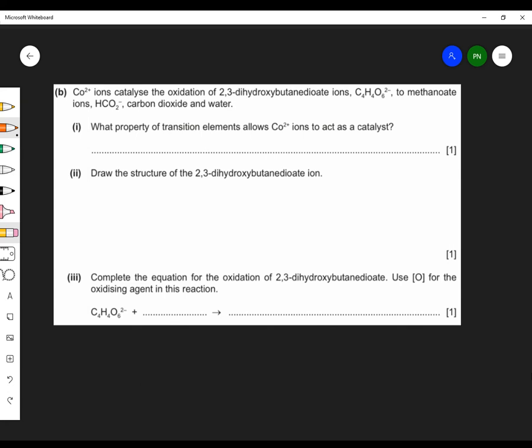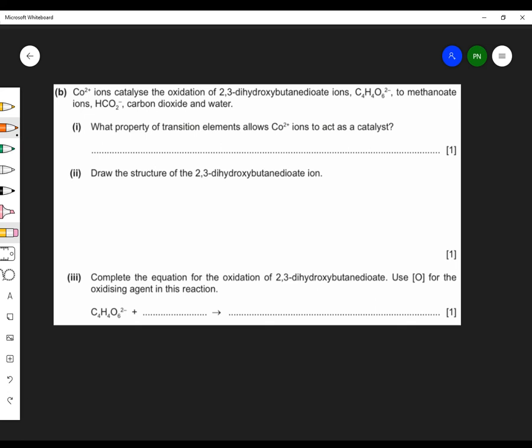All right, cobalt ions catalyze the oxidation of 2,3-dihydroxybutanedioate ions to methanoate ions, CO2 and water. What's the property of transition metals that enables them to do this sort of thing?